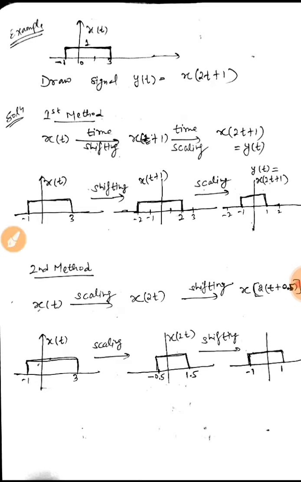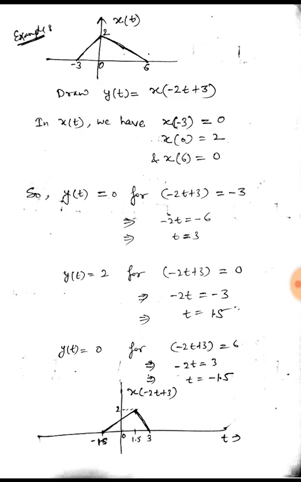So in this example we are given x(t), which is defined for -3 to 6, and it is a combination of two straight lines, that is from -3 to 0 this line, so it becomes 2 at 0, and from 0 to 6 it decreases from 2 to 0. So this is our function x(t).